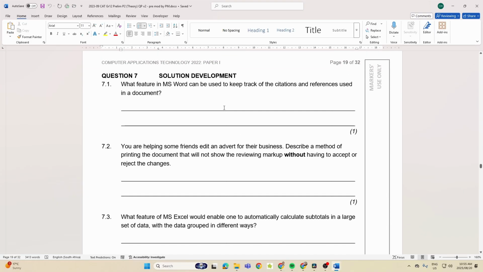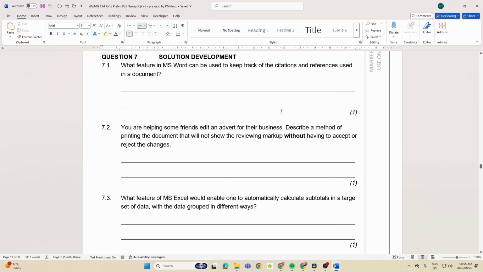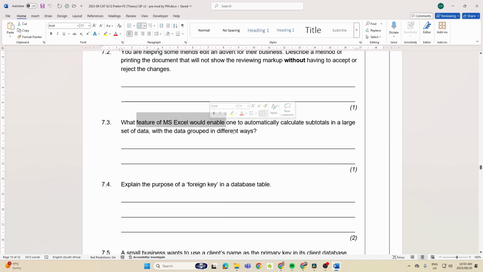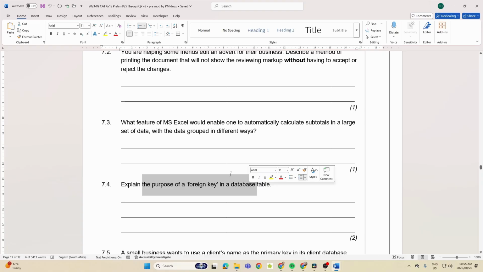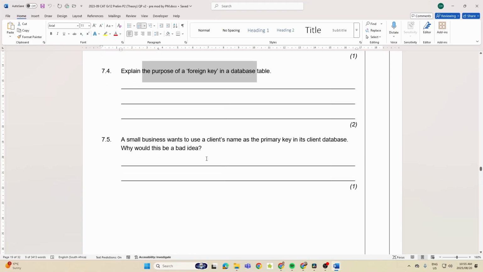What feature in MS Word? So we're talking about features in Word here. Describe a method of printing the document that will not show. Do you see that these are prac questions? What feature of MS Excel? What is a foreign key in a database? Small business wants to use the client's name as the primary key. Why would that be a bad idea?